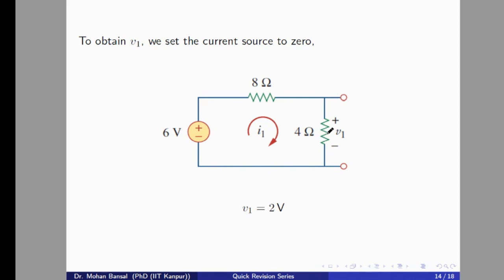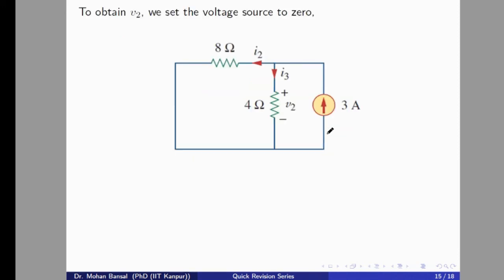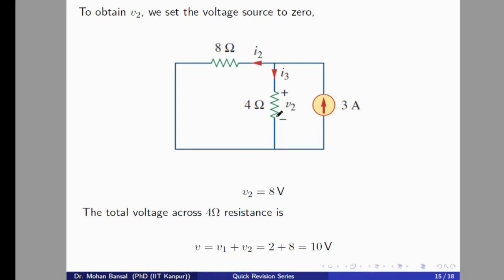Now for the current source acting alone, we deactivate the voltage source, and this is short circuited. The current source is considered. Here the 3 ampere current is flowing in this direction, and the current is dividing into branches. So we can apply the current dividing rule and easily find the voltage in this branch, V2, and that is V2 equal to 8 volt. The algebraic sum of these voltages will be equal to the voltage V across the 4 ohm resistance due to the combination of both the sources. So this is the 10 volt answer for this problem.